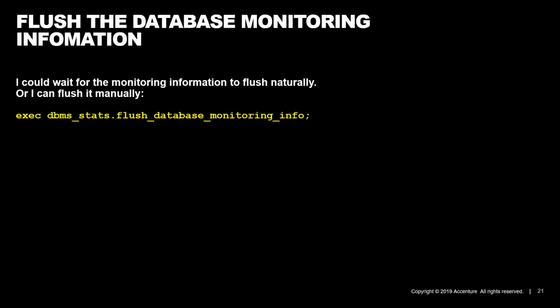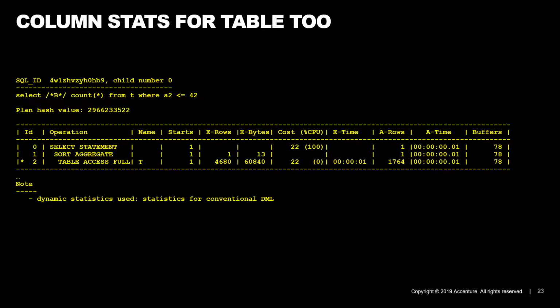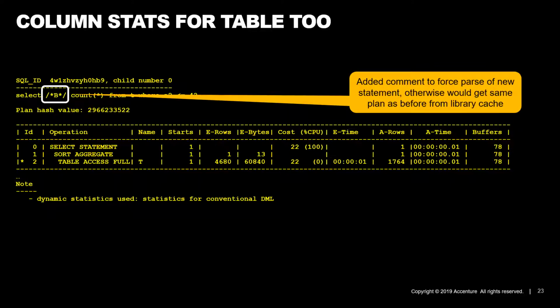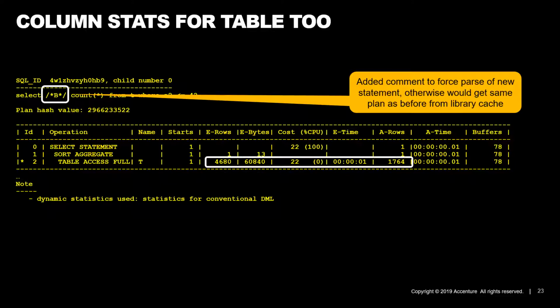So the estimate is 425 rows. If I now flush the statistics to disk, now I have real-time statistics on my table as well as on my column. If I run the same query, I've had to add a comment to force a parse, otherwise I'd get the same statement, the same plan from library cache. Now, I still get my note to say I've got real-time statistics, and now the estimate is 4,680 rows, and the actual hasn't changed. And that's now because it knows there's 11,000 rows on the table.